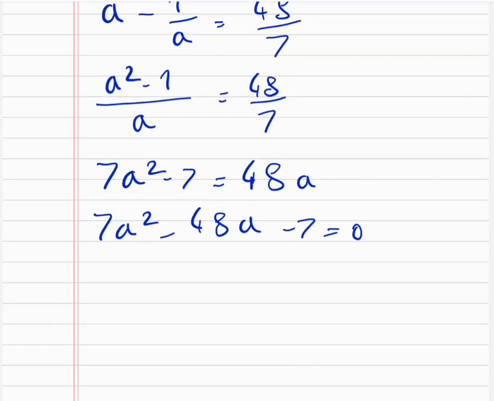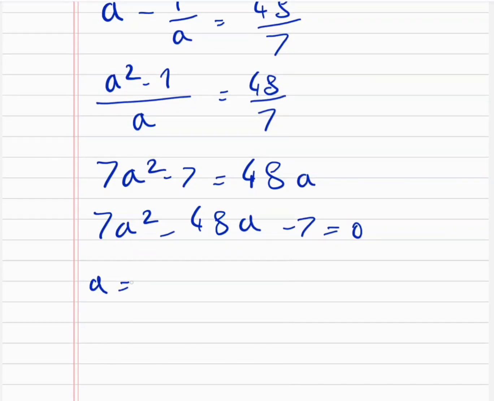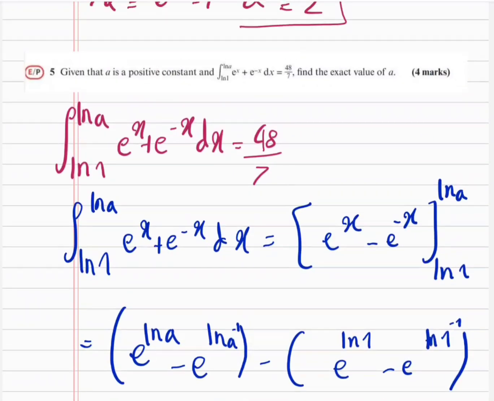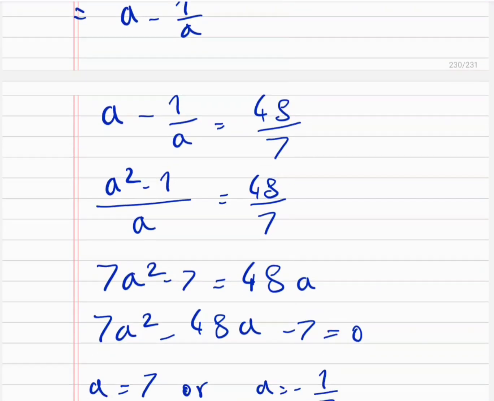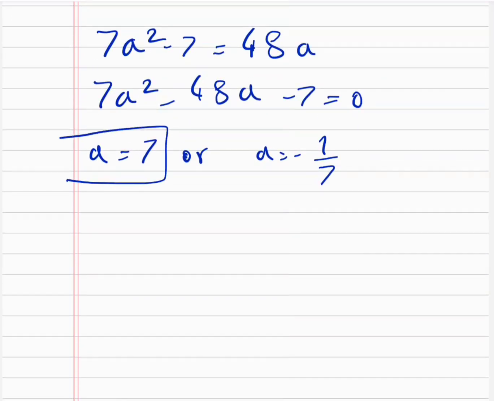Solving this quadratic, we'll get two solutions. One of them is 7 and the other one is minus 1 over 7. But looking at the question, it says a is a positive constant. So therefore, this is the only solution because a is positive.